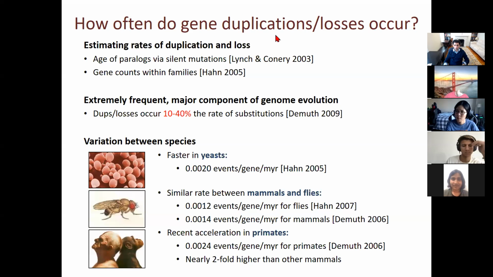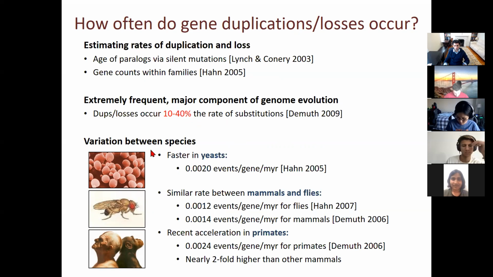So how often do gene duplications and losses occur? We can actually estimate the rate of duplication and loss based on the age of paralogs via silent mutations. Lynch and Conery basically did that, and also based on gene counts within families, Hahn did that. They were found to be extremely frequent and to be a major component of genome evolution. So duplications and losses, in fact, occurred at 10 to 40% of the rate of substitutions. So that means that it's enormous. You basically have new genes at only 1/10 the rate of substitutions, which is still quite remarkable.